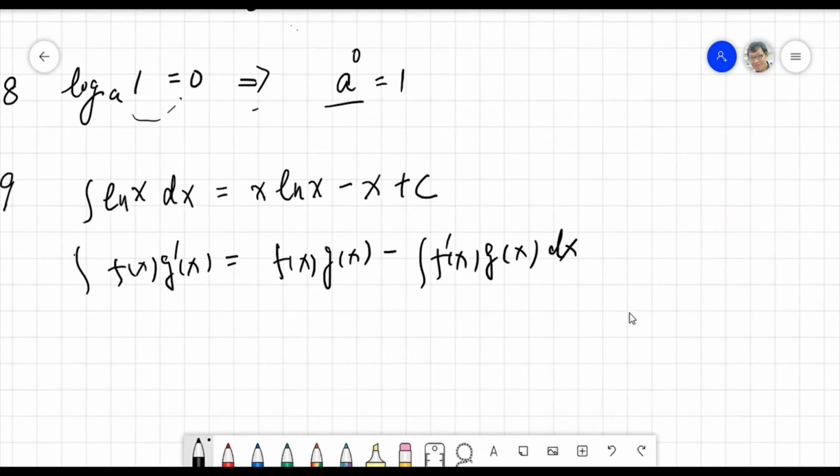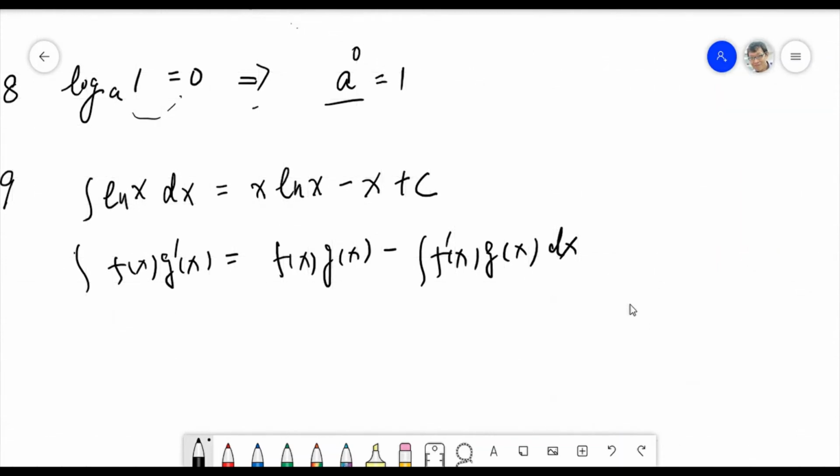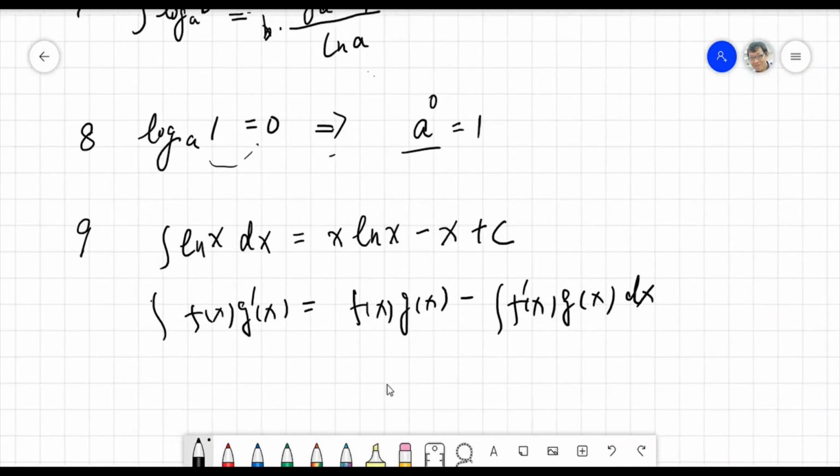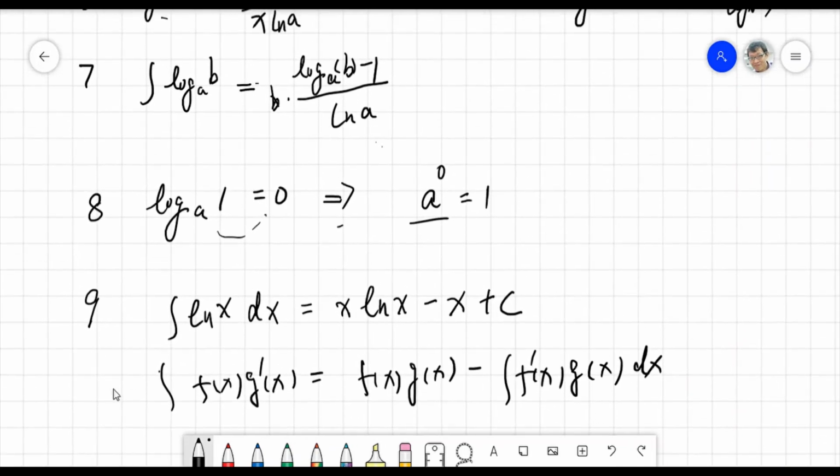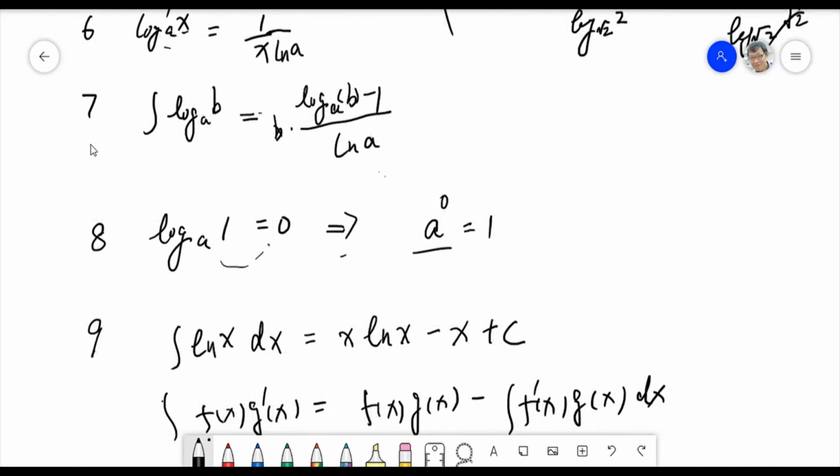So for this one, it's number 9. Formula 9 is similar to number 7, but the difference is the base. Here we already know, and the unknown is a. Here it is natural, so it's e.